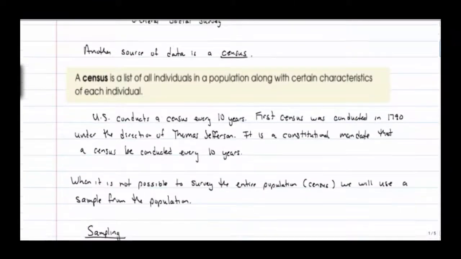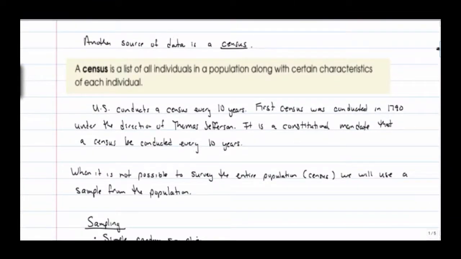A census is a list of all individuals in a population along with certain characteristics of each individual. The U.S. conducts a census every 10 years. The first census was conducted in 1790 under the direction of Thomas Jefferson. Did you know that it is actually a constitutional mandate that a census be conducted every 10 years? Even though in the year 2010 it cost approximately $5.4 billion to perform the census.